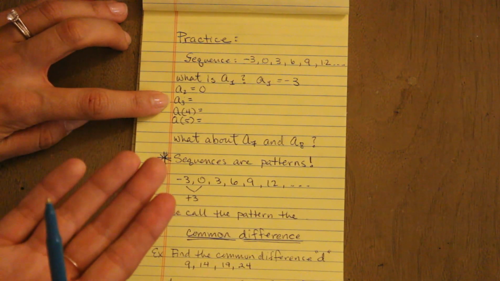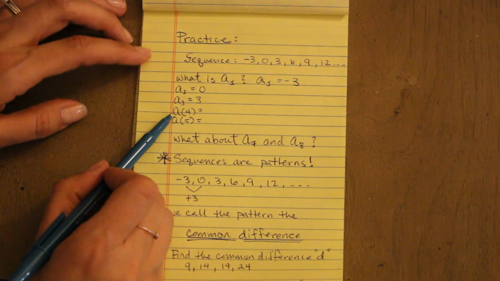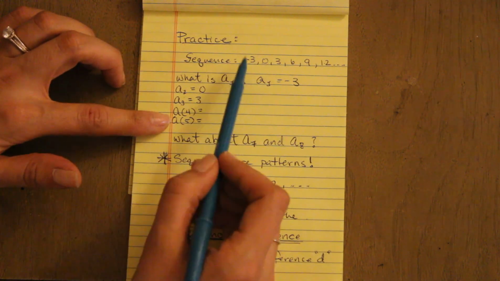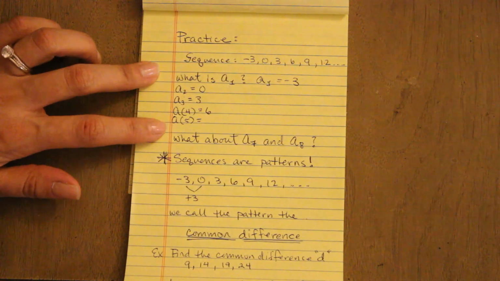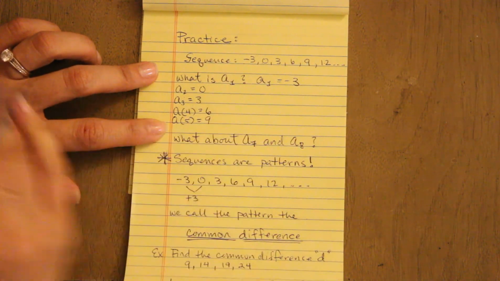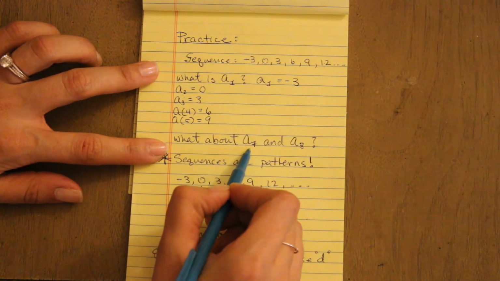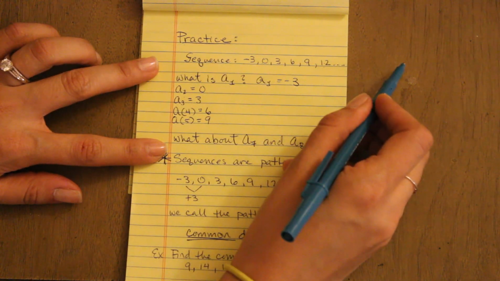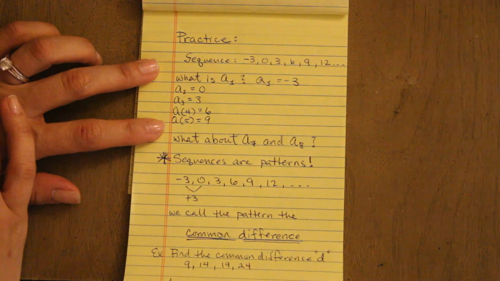A3? 3. And then differently, we can also say A of 4. What would be A of 4? Well, 1, 2, 3, 4. That would be 6. A of 5. 1, 2, 3, 4, 5. That would be 9, right? And then we have 6. What about if I asked for A of 7 or A of 8? Those are beyond the fifth position, and we'll get back to that in a little bit.